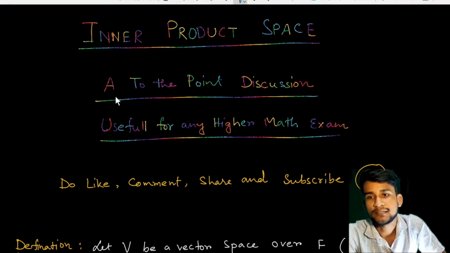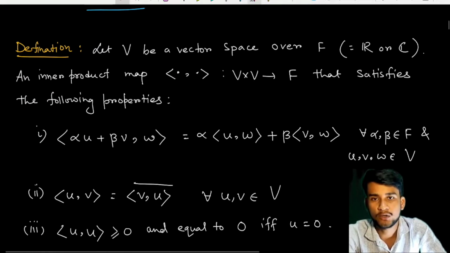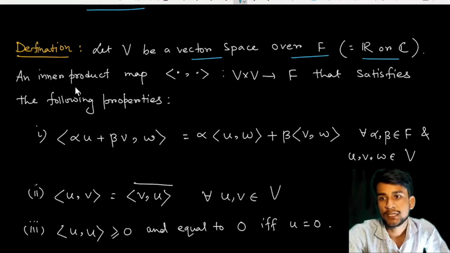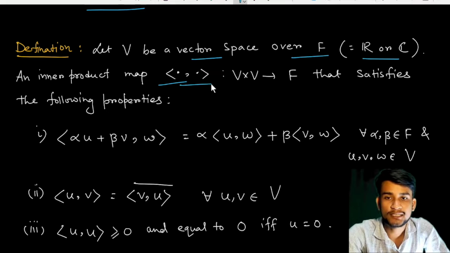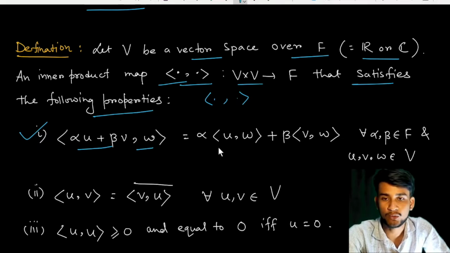Okay, so let's start. First we come to the definition of inner product. So what is the definition of inner product? Let V be a vector space over the field F, that is R or C, and an inner product is a map, denoted by angle brackets with a dot and a dot, just a notation. This is a function from V cross V to F such that it satisfies the following properties. Property number one: the inner product of alpha u plus beta v with w is equal to alpha times inner product of u and w plus beta times inner product of v and w, where alpha, beta belong to the field F and u, v, w belong to the vector space V.